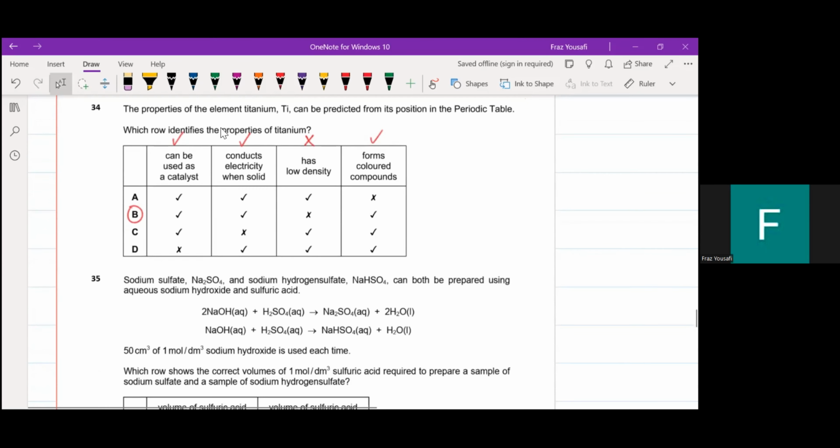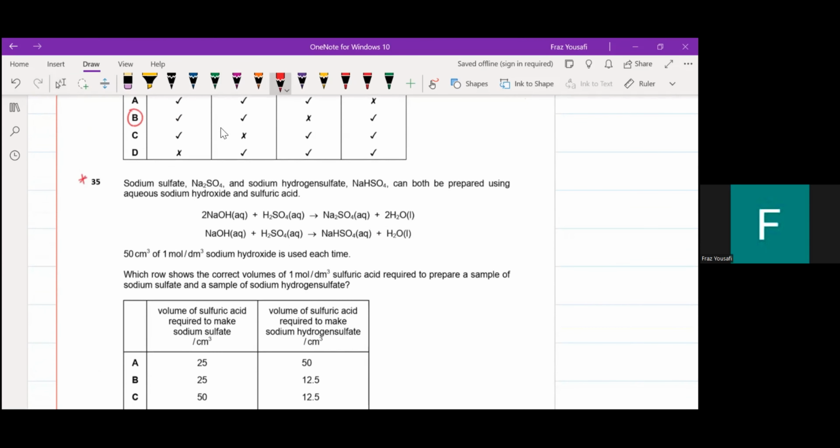35. All right, mark this question. It's a tough one. It's a good one. It focuses on the formation of two different salts by reacting sodium hydroxide with sulfuric acid. However, the ratios are important.